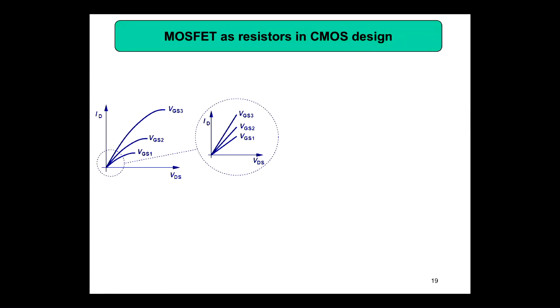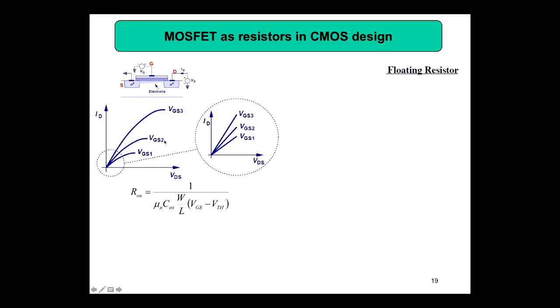So MOSFET as a resistor in CMOS design. In the CMOS design, because of these characteristics, we can design a MOS as a resistor, a voltage dependent resistor. Then you can get a different resistance value using different voltages at the gate. And then when you design a chip, you will be designing something like this. You want to design this resistor, then you will be using a particular voltage, and then this is A, this is B, and then that is a point.